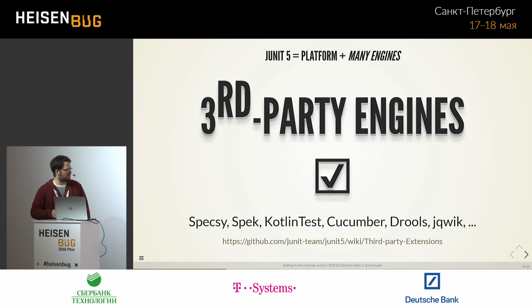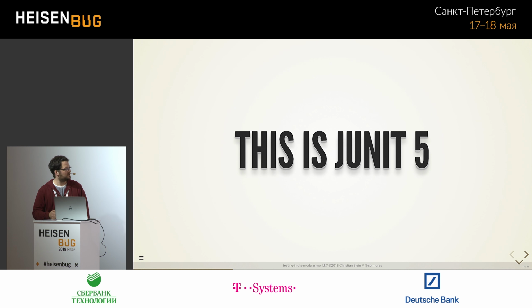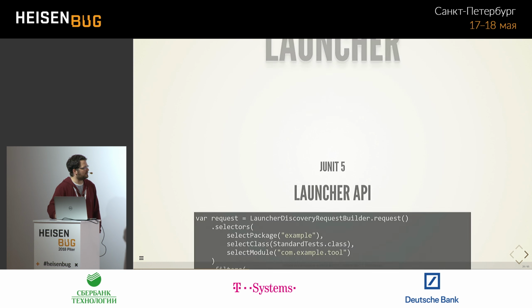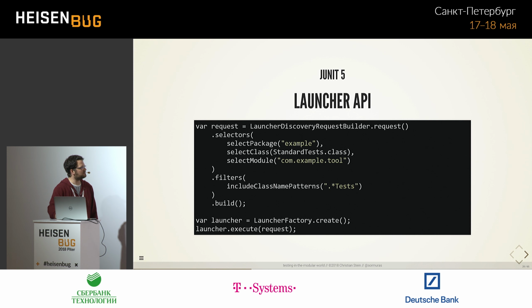There's a wiki page for third-party extensions we can look up. So actually, this is JUnit 5. These are the modules. If you open all the boxes, on the top left you see the old single artifact, what JUnit 4 was, and all the other artifacts are needed now. So let's dive into the platform launcher inside the red box.